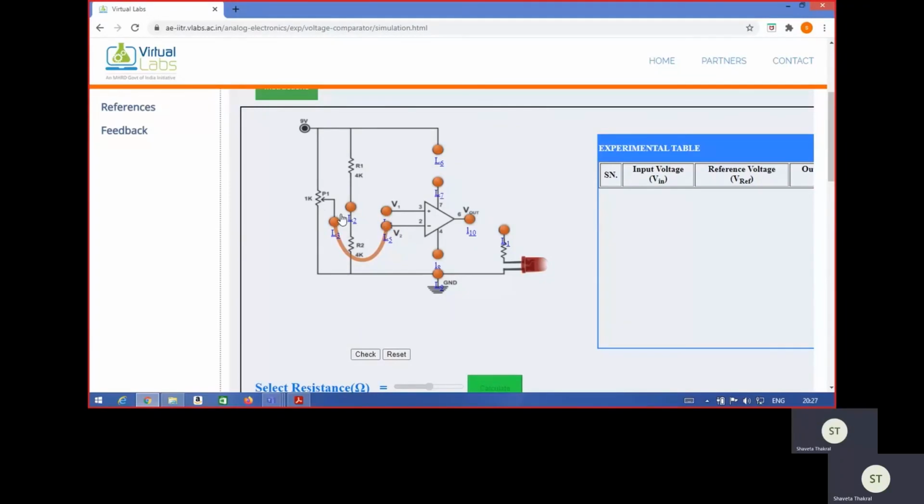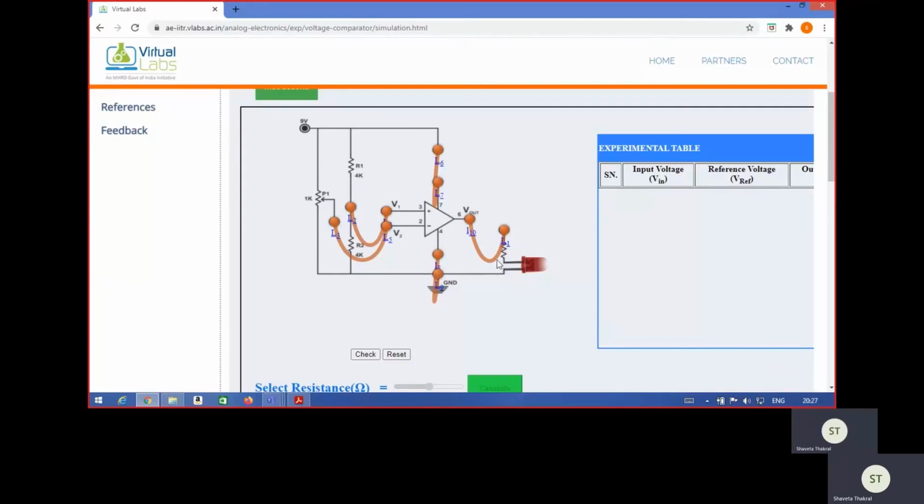The next connection needs to be made between node 2 and node 4. Node 4 is not visible with the label. This is node 4. So we make the connection like this. Then the next connection needs to be made between node 6 and 7. So we click on node 6 and drag it to node 7. The next connection needs to be made between node 10 and node 1. Click on this and drag it to this. And the next connection needs to be made between node 8 and node 9. So click here and drag it here.